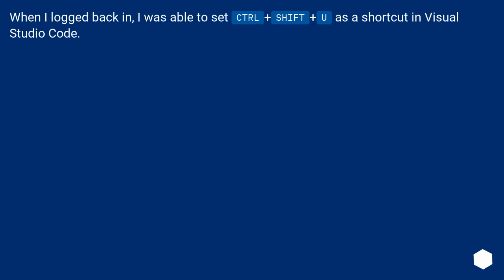When I logged back in, I was able to set Ctrl+Shift+U as a shortcut in Visual Studio Code.